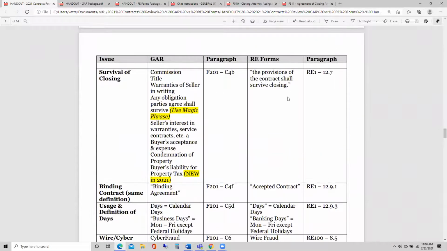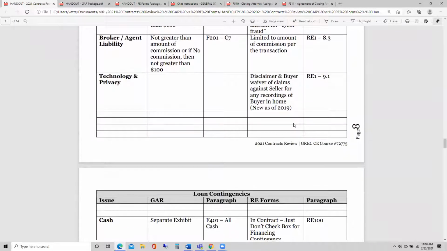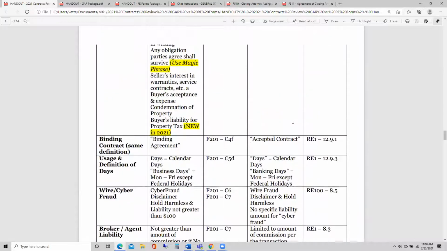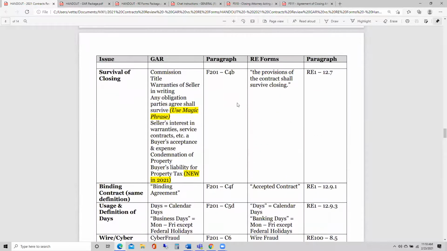All right, survival of closing. This is, okay, we're almost done. Survival of closing. This is a huge difference between the contract packages.